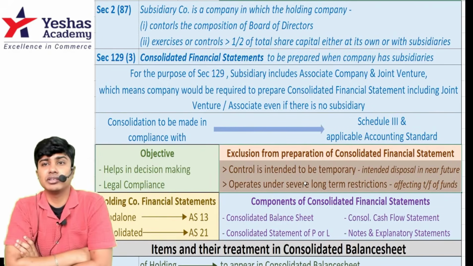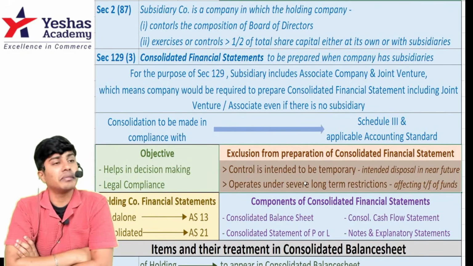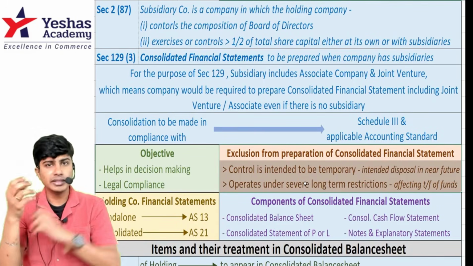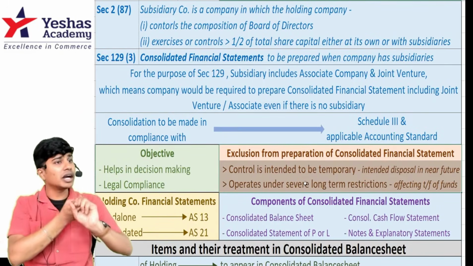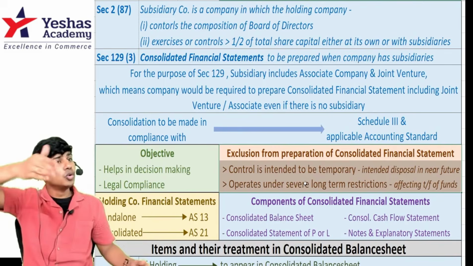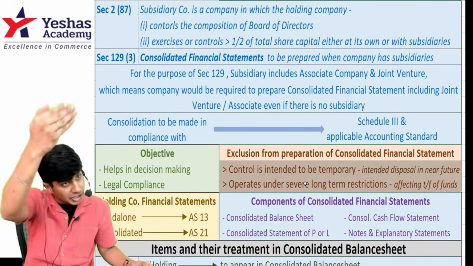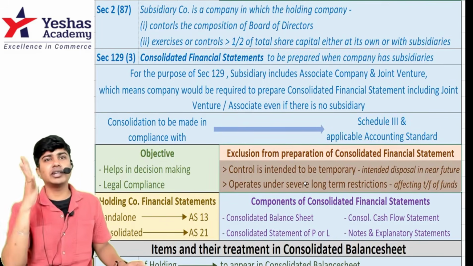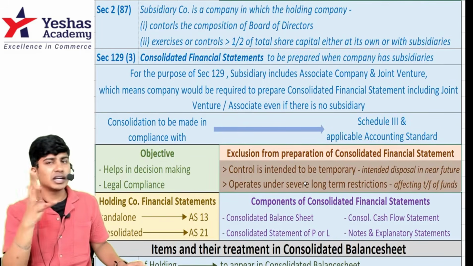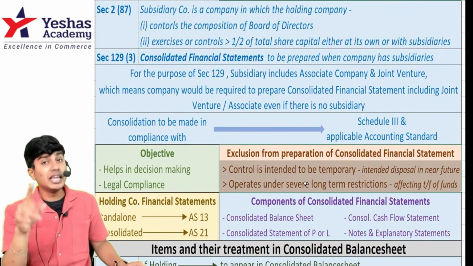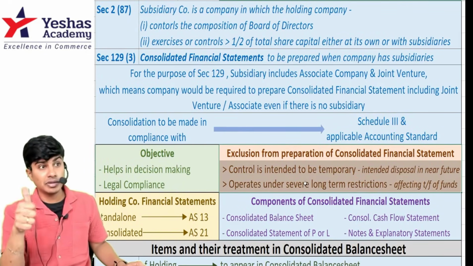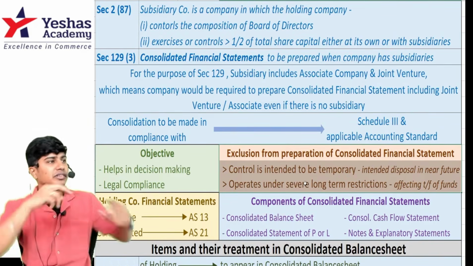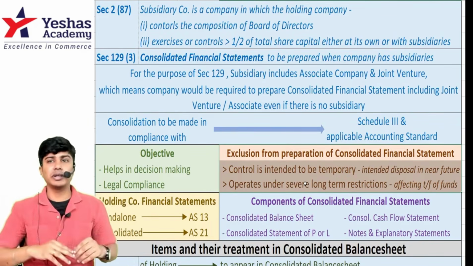When should you do consolidation? Consolidation is required when you want to have a long-term relationship, when control is not temporary. Control is long-term. You hold more than 50% with an intention to hold more than 50%. If by mistake you hold more than 50%, that's not considered sufficient for consolidation. Is it a related party relationship? Yes. Should you do consolidation? That should not be temporary.